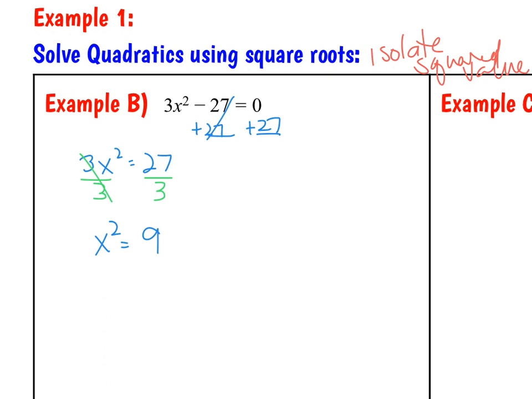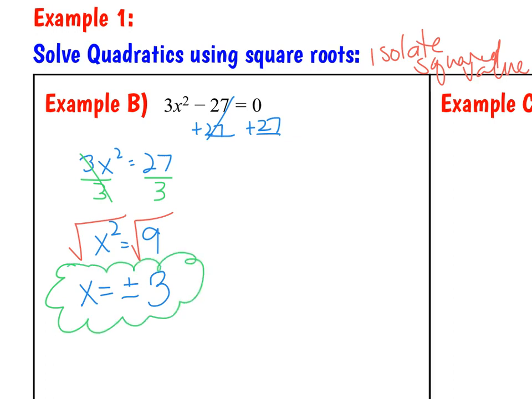In order to get rid of the squared value, we're going to square root both sides. When we do that, we get x equals, and then we get a plus or minus. The square root of 9 is 3. So that's the key thing. Whenever we take the square root, we get a plus or minus value. So our answer is x equals plus or minus 3, or we can write it separately as x equals 3 and x equals negative 3.